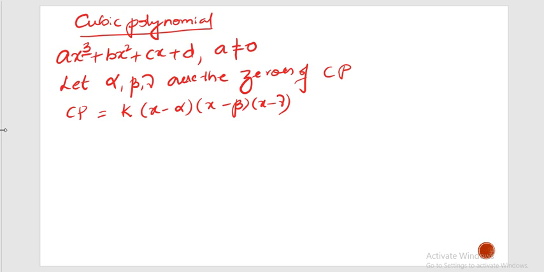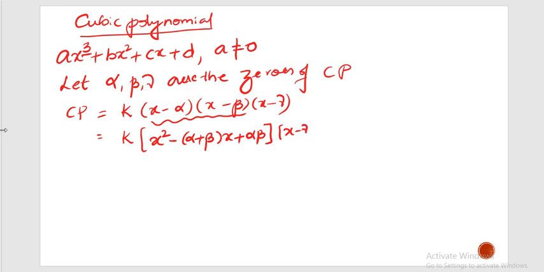So I can multiply, then what am I going to get? k times, since we already know the multiplication of the first two factors from the previous proof, I am going to write it as it is: x square minus of alpha plus beta into x plus alpha beta. So this product we already know. Now we need to multiply this with x minus gamma. Now let us multiply.